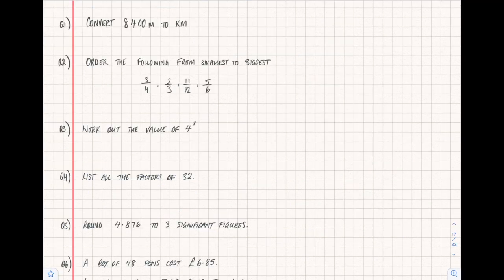Okay, so first question here, it says convert 8,400 meters to kilometers. What you should know is that 1,000 meters is equal to 1 kilometer. So in this case, 8,400 will be 8 point something, so it's got to be 8.4 kilometers. 1,000 is 1, 2,000 would be 2, because it's 8,400, it's 8.4.